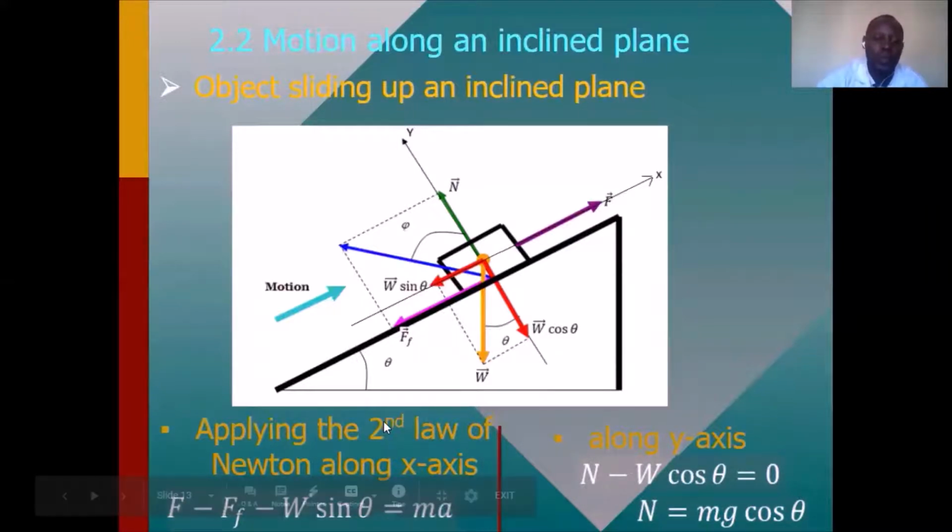So coming back to the x-axis, you can calculate the motional force from this equation. Motional force is equal to mass times acceleration plus friction force plus weight sine theta. You can calculate the acceleration. You can calculate the weight sine theta, and so on and so on.